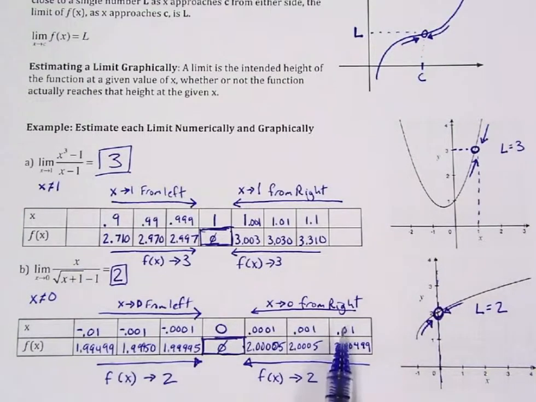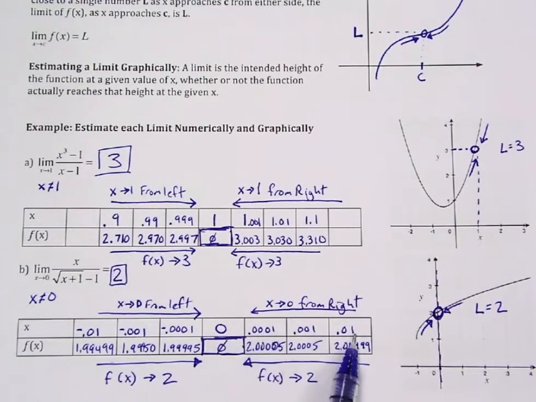When you try this numerically, again you should have 0 here. I decided to choose these values. Okay, you can choose whatever you like as long as they're getting closer from the left and closer from the right. And then if you look at these, 1.99, so on and so forth, and 2.00, they're all going towards 2. That's how you get the limit of 2.